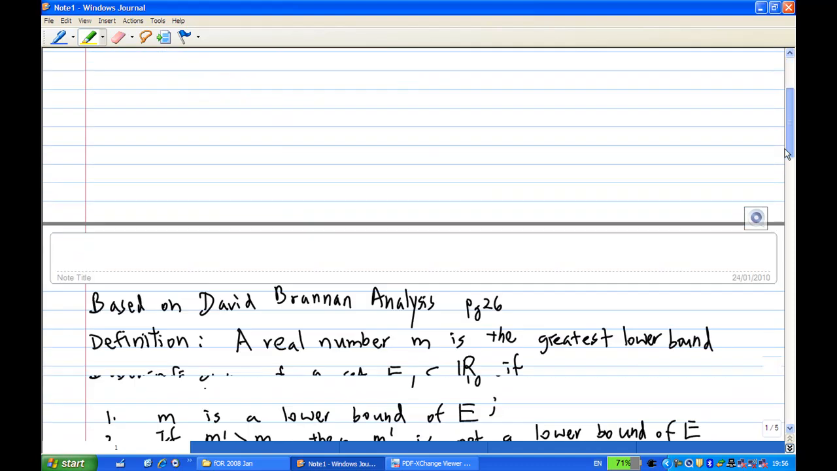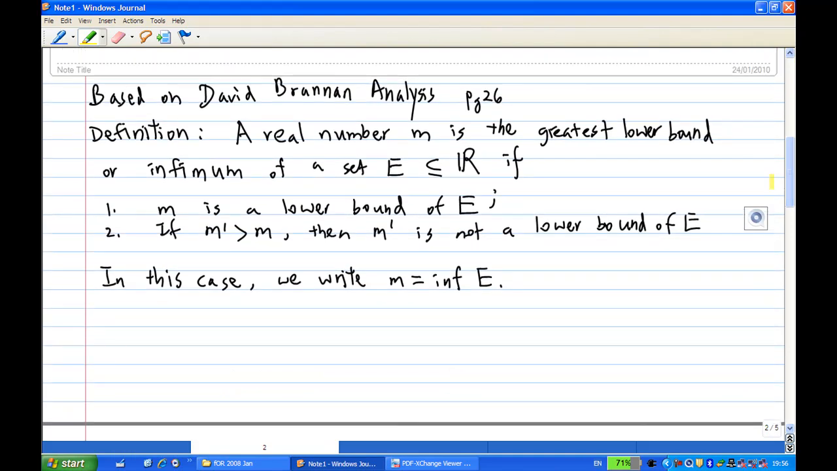According to David Brannan's analysis book, page 26, the definition says that a real number m is the greatest lower bound, or infimum, of a set E of real numbers if, first of all, m is a lower bound of E. This means that m is less than everything in E. And another condition is that if you have another number m prime greater than m, then m prime is not a lower bound of E. Any number greater than m is not a lower bound of E. In this case, we write m to be the infimum of E.